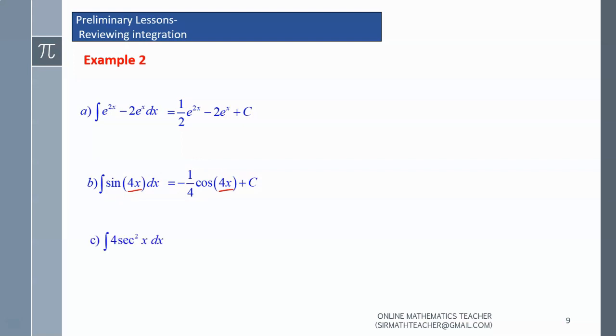4 sec squared x dx. You then have 4 lots of sec squared x. The integral of sec squared x is tan x. So 4 lots of tan x plus c.